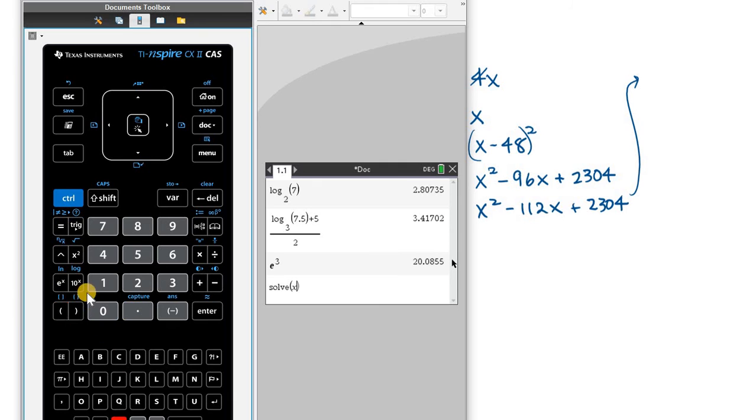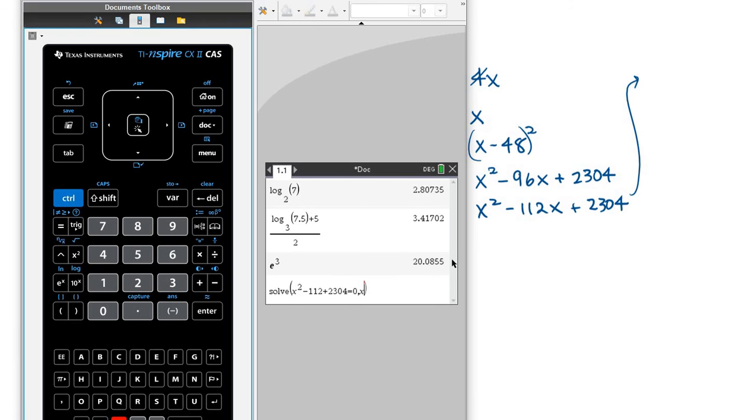So it's going to be x squared minus 112x plus 2304. You're going to say it equals 0 because you can only solve things that have an equal sign in it. And then you have to tell your CAS, what do I want you to solve for? Well, I want you to solve for x.